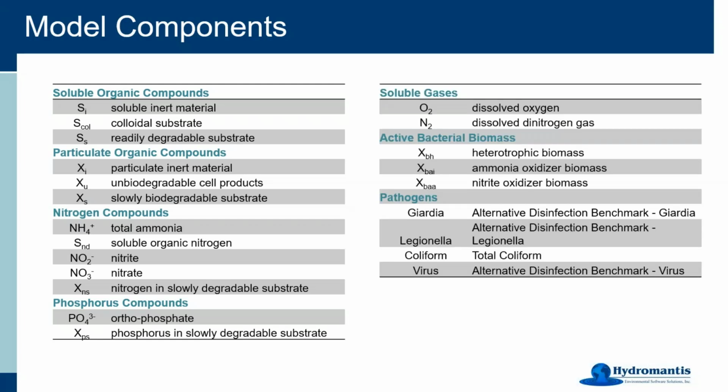The other thing is that when we are modeling biological systems, we need to have some bacterial biomass. So we have three types of biomass in this particular model. One removes the organic material and oxidizes it into CO2 and water. The other two are ammonia oxidizers and nitrite oxidizers. And again, we have four types of pathogens in the library that can be tracked throughout the system. So this is a first round of components that we selected in developing our water treatment plant library.